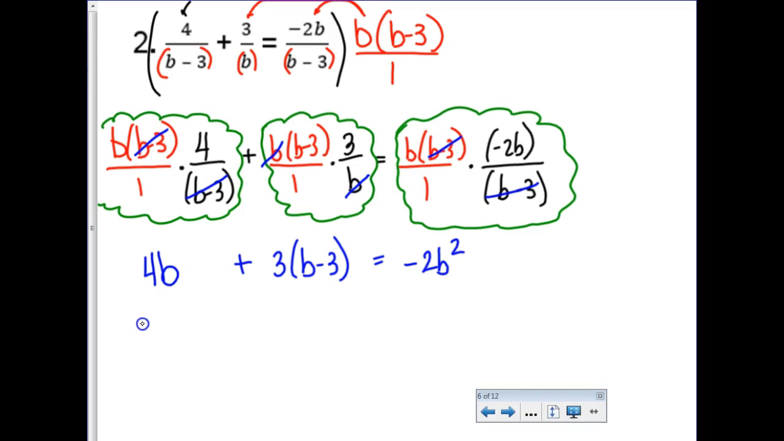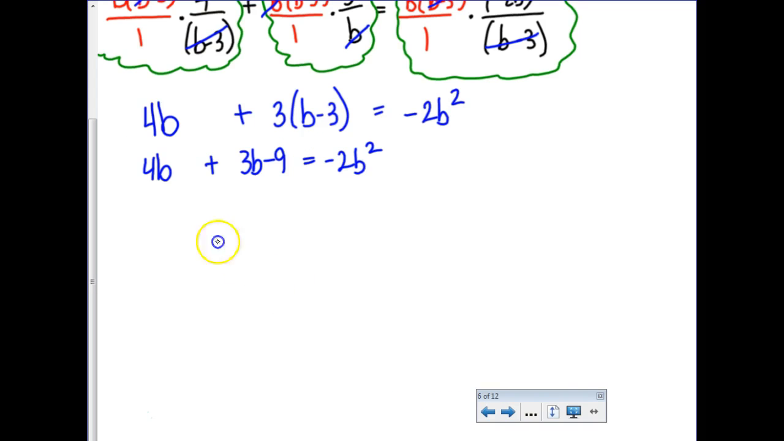All right, so we have 4b plus 3b minus 9 equals negative 2b squared. Pretty much, I'm not going to say all of them, but almost every single question you encounter in PreCalc on this is going to have a quadratic component, so what a surprise, we have a quadratic. Oh, you know what I forgot to do at the beginning? I forgot to tell myself what b couldn't be. We'll come back to that.